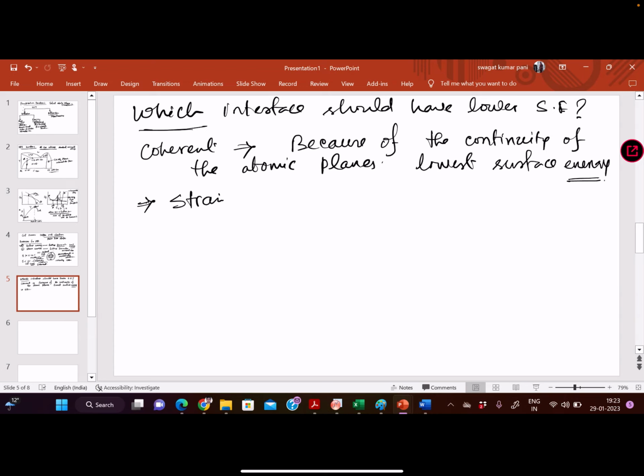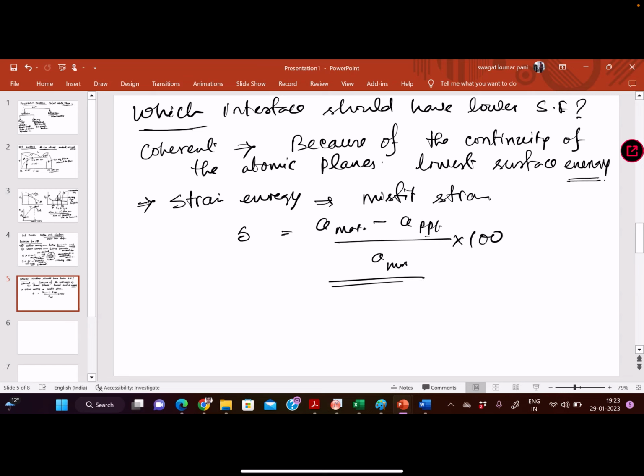And what does strain energy depend upon? That depends upon the misfit strain. We call it delta, that I have written already. That is the lattice parameter of matrix minus lattice parameter of precipitate, divided by the lattice parameter of matrix. So if this is greater than 15-20%, then it will be incoherent. Less than 5%, this is coherent.